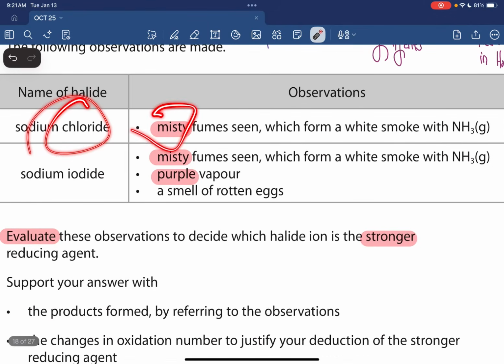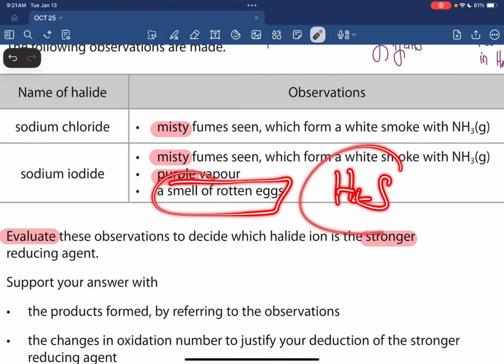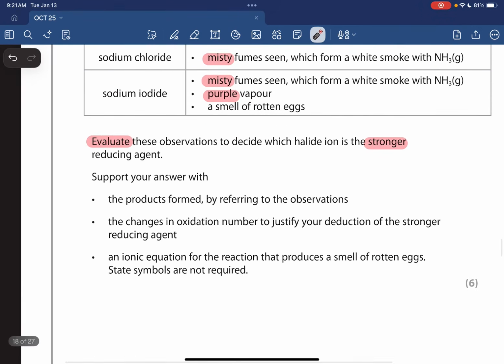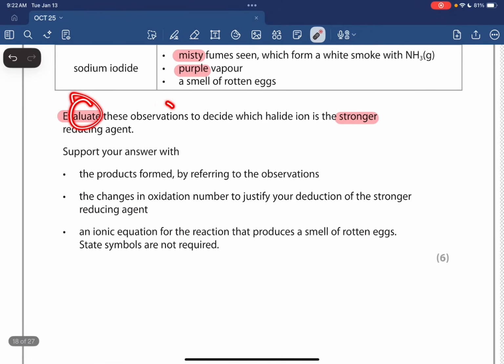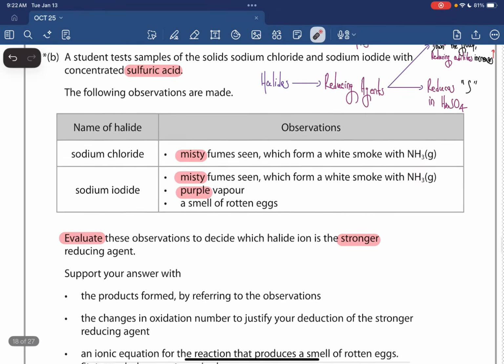With sodium chloride, misty fumes of HCl are formed. With sodium iodide, misty fumes of HI are formed, and then there is a purple vapor, iodine, and a smell of rotten egg, which is going to be H2S. Now, evaluate these observations to decide which halide is a stronger reducing agent. Support your answer with the products formed and the observations, oxidation state changes, a deduction of which is the stronger reducing agent, and an ionic equation that produces the smell of rotten egg, H2S.